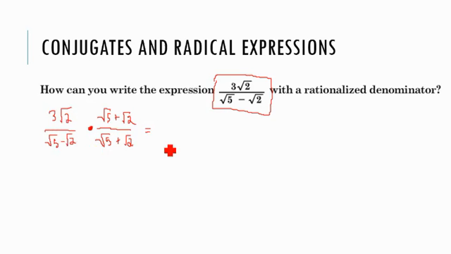So let's start with the numerator. If I do 3 times the square root of 2 times the square root of 5, I get 3 square root of 10. And then plus 3 square root of 2 times square root of 2 will give me 3 times 2, and I get 6.